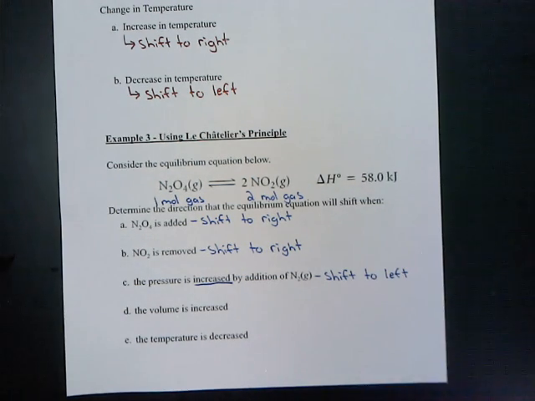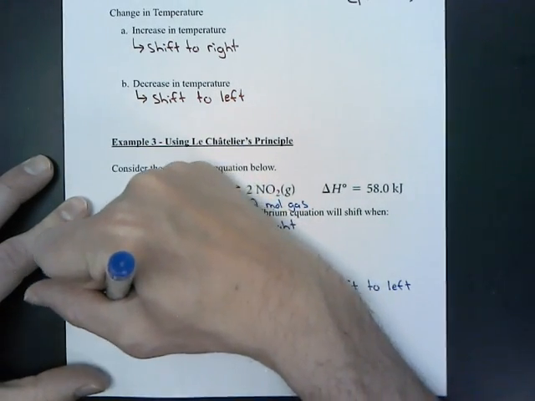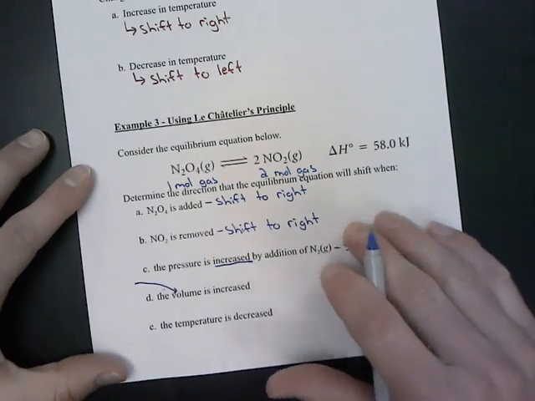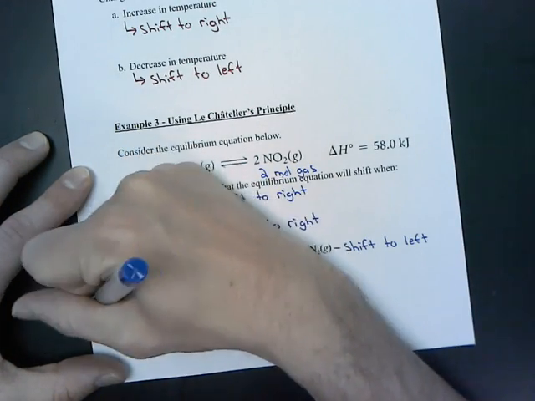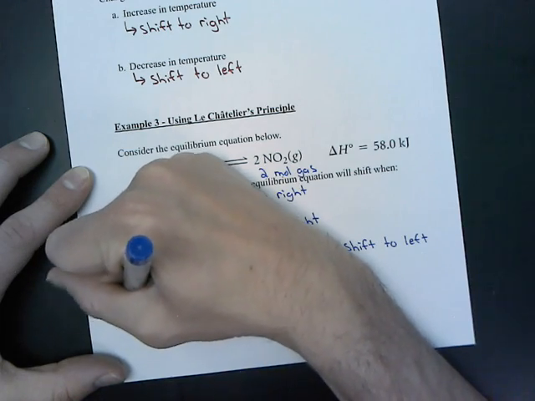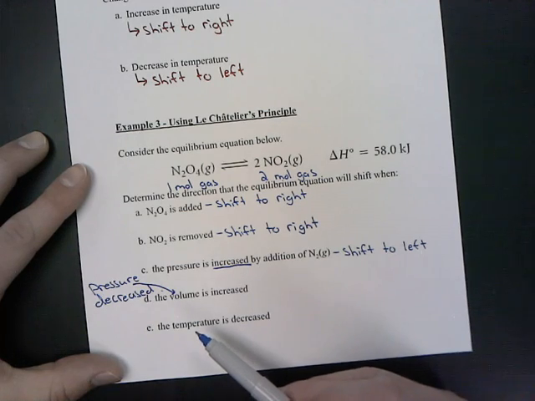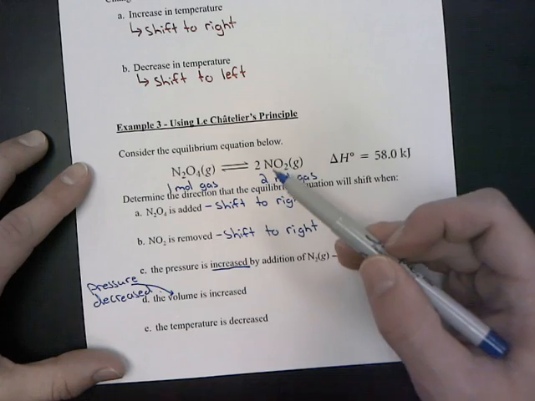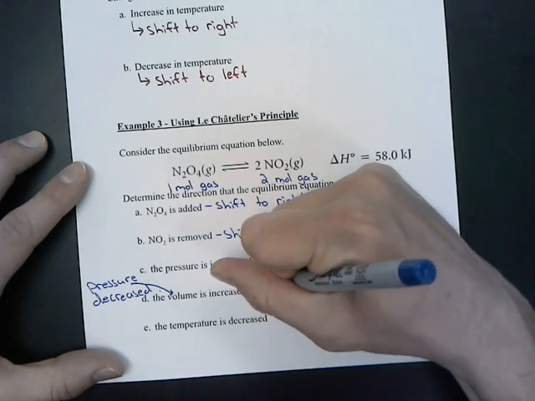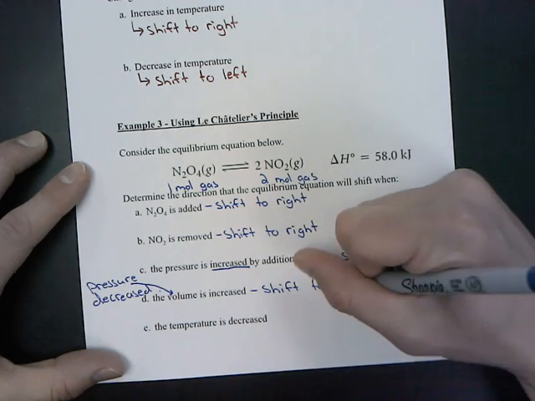Now, the volume is increased. The volume being increased is a fancy way, and I'm going to write this out to the side, this is a fancy way of saying pressure is decreased. So if pressure is decreased, the equilibrium will shift to the side with the most moles of gas, and the side with the most moles of gas is this right-hand side. So it shifts to that right-hand side.